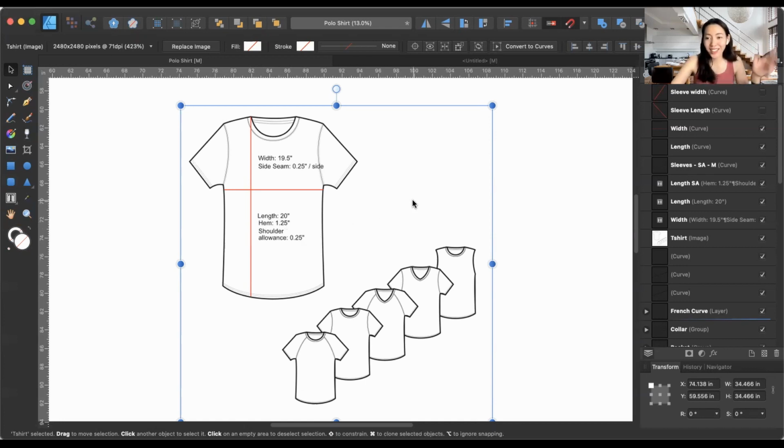Okay, so it's a lot of measuring. You thought you were going to get away from the math, but nope. Apparently in fashion, there's a lot of math.